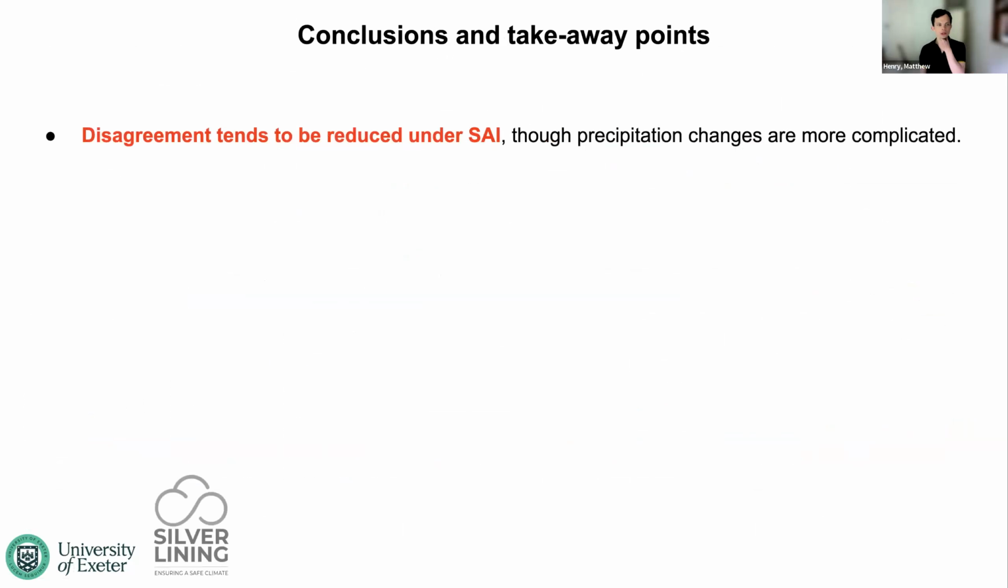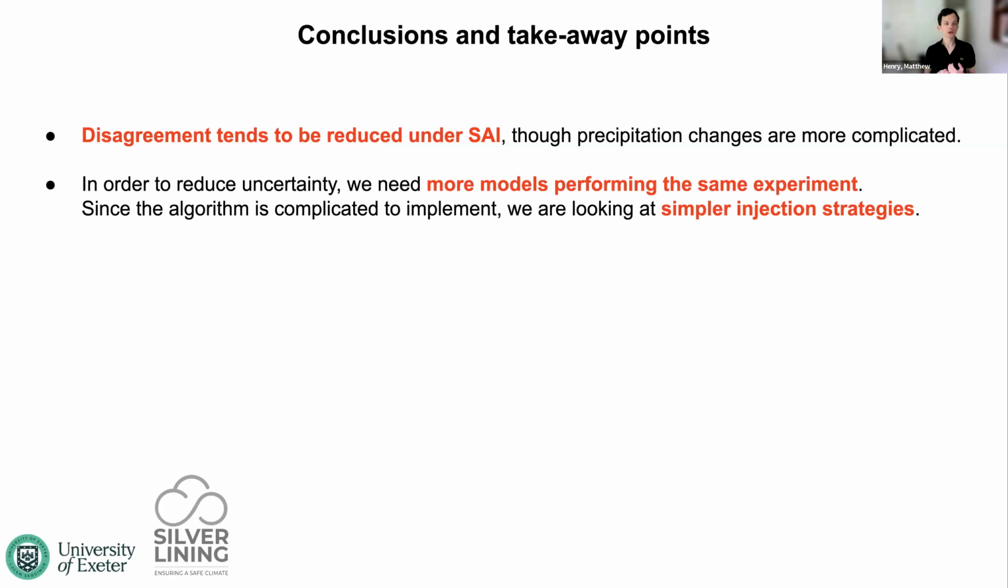So, conclusions. Adding stratospheric aerosol injection tends to reduce the disagreement between models, at least for the surface temperature change. It's more ambiguous for precipitation changes. In order to reduce the uncertainties around stratospheric aerosol injection, it'd be good to have more models performing the same kind of experiments. The algorithm that we used is somewhat complicated to implement, so we're looking at simpler injection strategies that would keep the benefits of injecting off the equator, as I explained at the beginning.